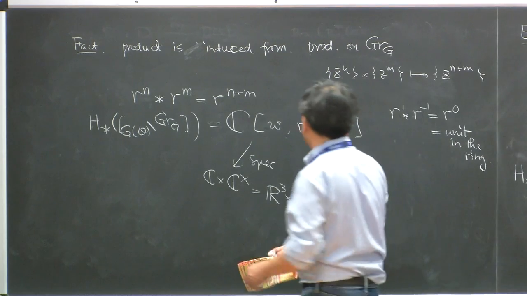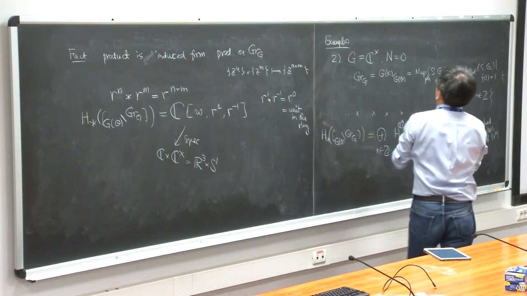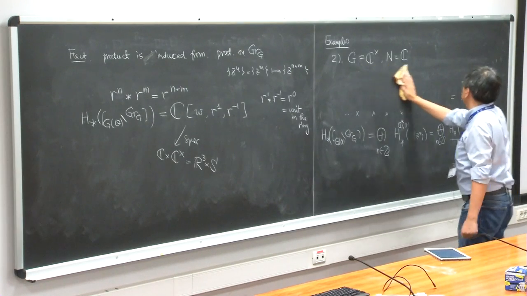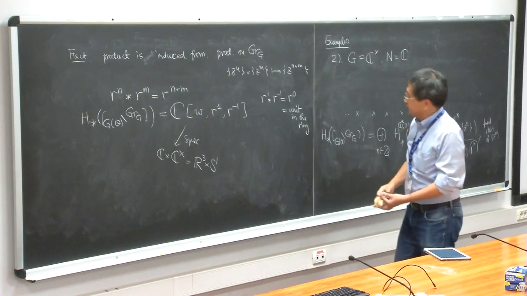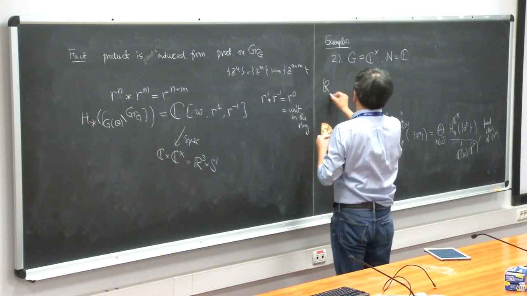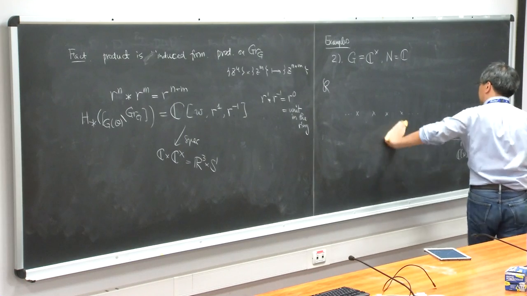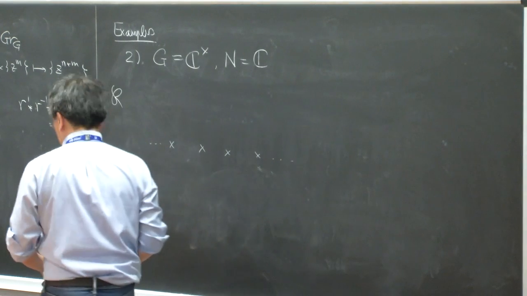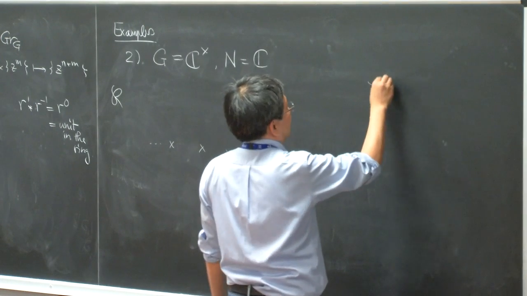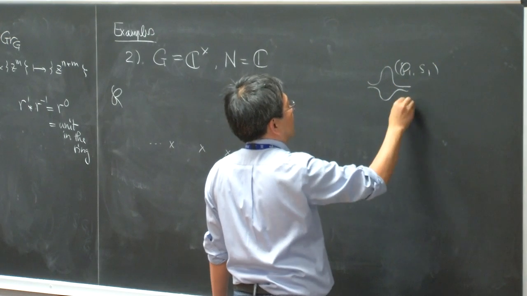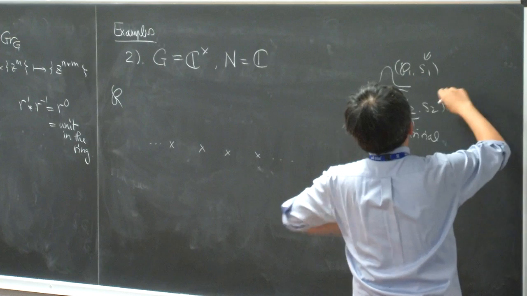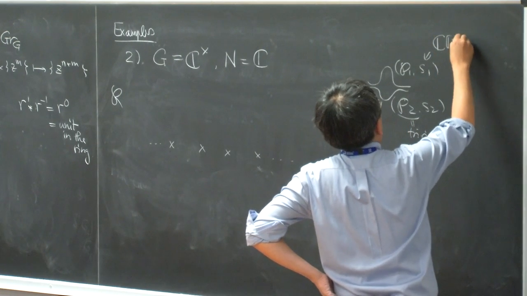Okay, maybe I finish by saying the second example. So the second example is that you just take N to be a one-dimensional vector space. Then the space is almost the same. R is the pairs of the affine Grassmannian together with sections. So you have P1, S1 and P2, S2. So in this case, P2 is trivial. And S1 is, anyway, this is a trivial bundle. So S1 is just a formal power series.